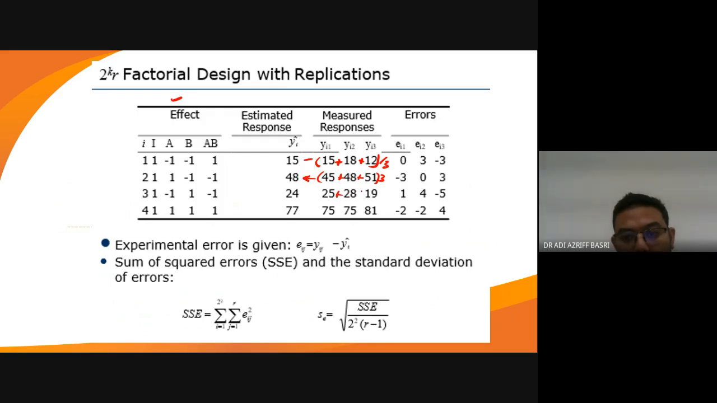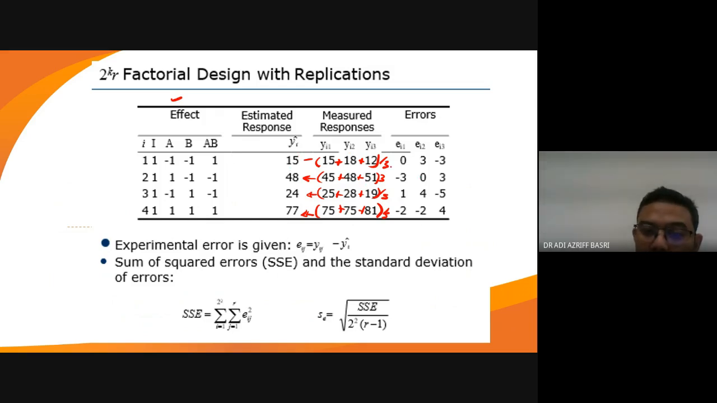25 plus 28 plus 19 divided by 3, you will get 24, and 75 plus 75 plus 81 divided by 3 equals 74. This is how to estimate the response of Y. So what is the error?